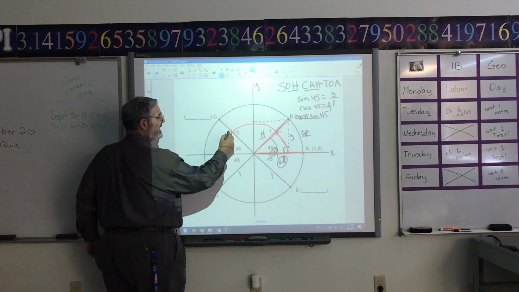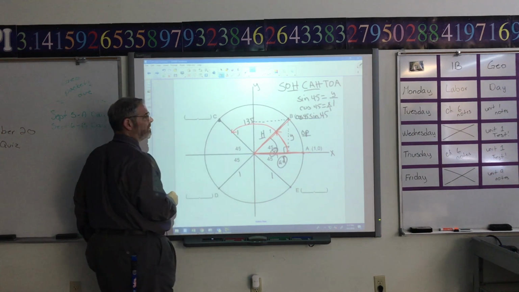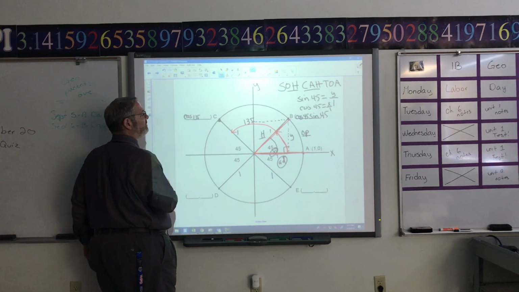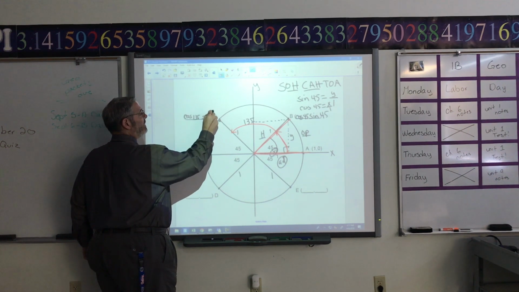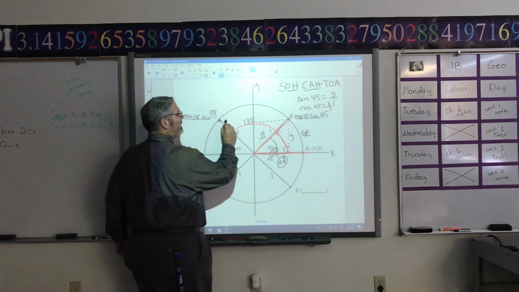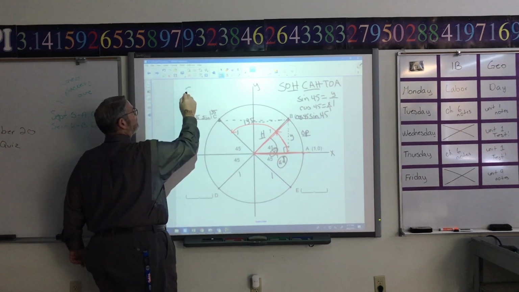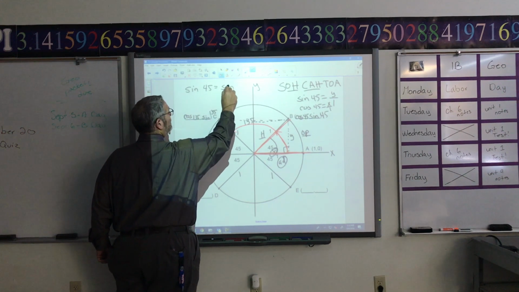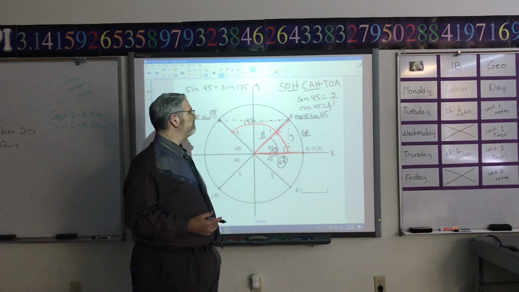If I wanted to find the x-coordinate for 135, it would be the cosine of 135 and the sine of 135. Now you're going to notice one thing in common. Because they both have the same height, the sine of 45 is going to be equal to the sine of 135. Does that make sense? I hope it does.